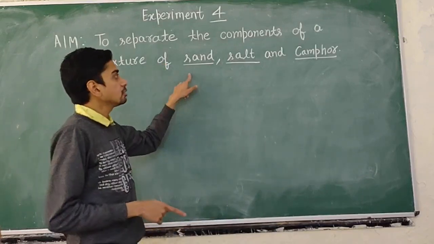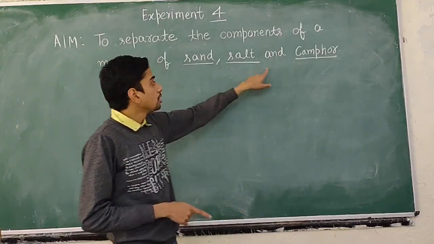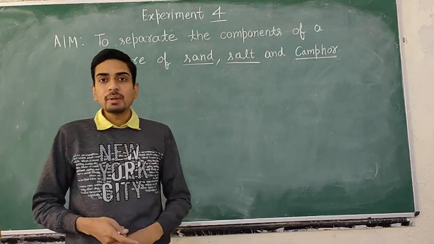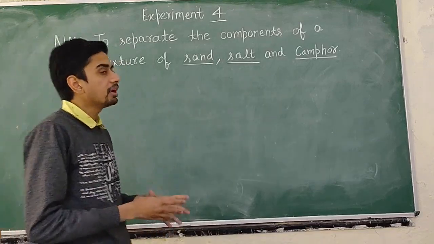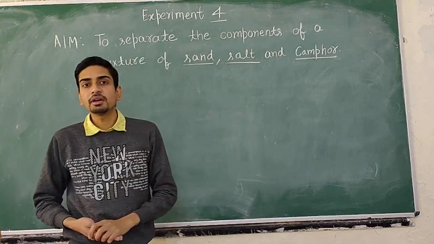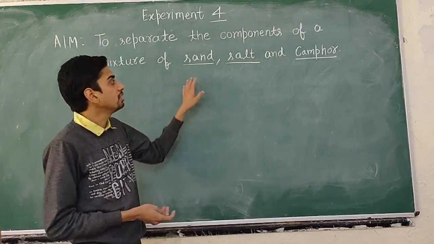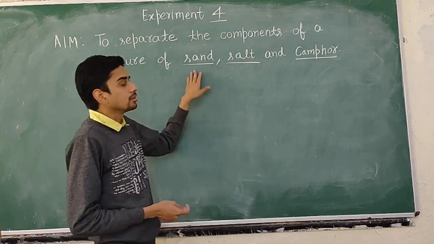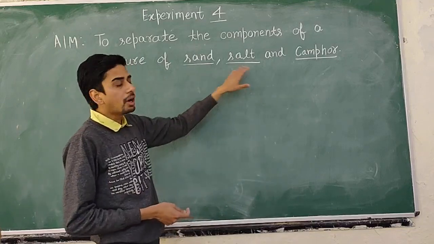First we have to separate any one component which can be separated by a physical method, and that component should have a property, physical or chemical, that is different from the other two.